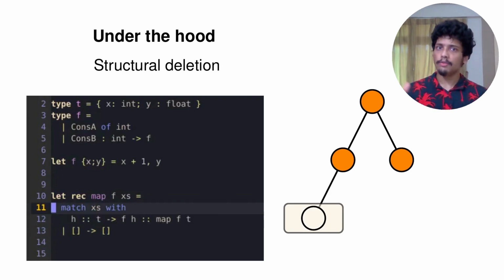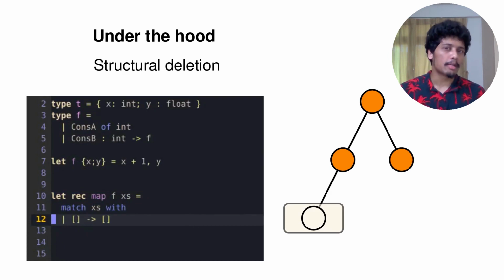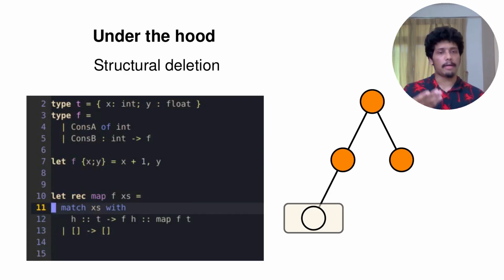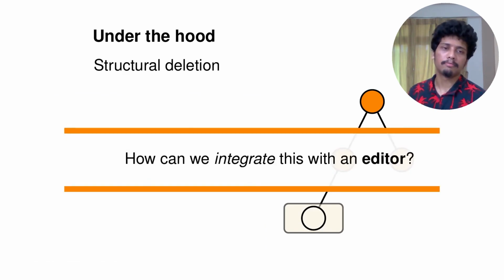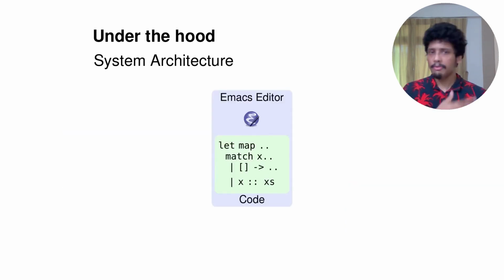So hopefully that should give you an intuition as to how we implement structural operations using a zipper. But there's one part of this implementation that I've been particularly vague about, and that is, how do we integrate this with an editor? Well, to understand this, let's take a look at the system architecture for the overall tool. Currently we've only had support for Emacs, but it turns out, as we'll see, this is not a large limitation.